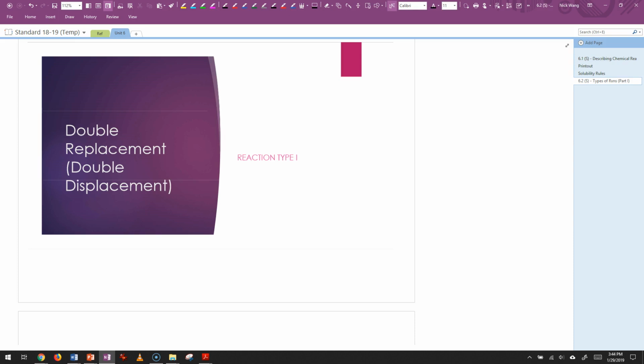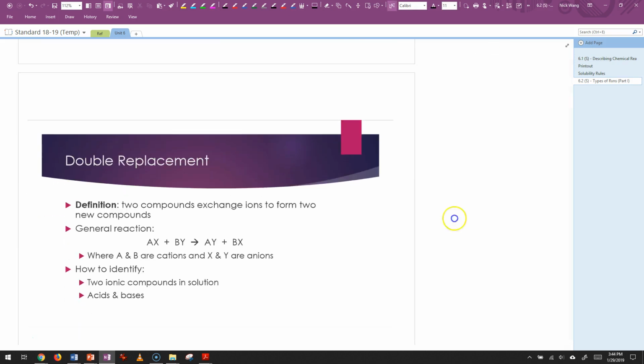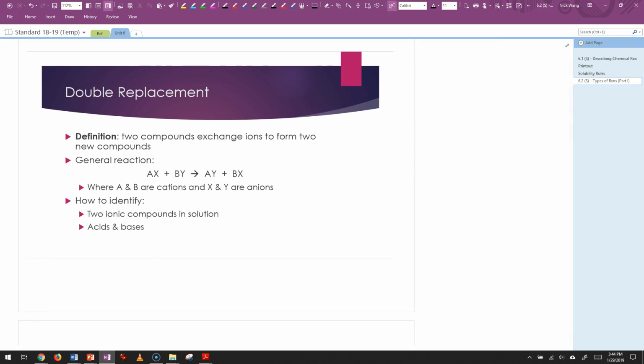This is actually a pretty hefty one, for what it's worth. The other ones have some similarities and some differences, of course, but this is a nice basis to start from, and then we will see how these work in comparison. All right, this one's called double replacement or double displacement. I'll typically refer to it as double replacement, but either is interchangeable. This is essentially when you have two compounds that exchange ions and form two new compounds.